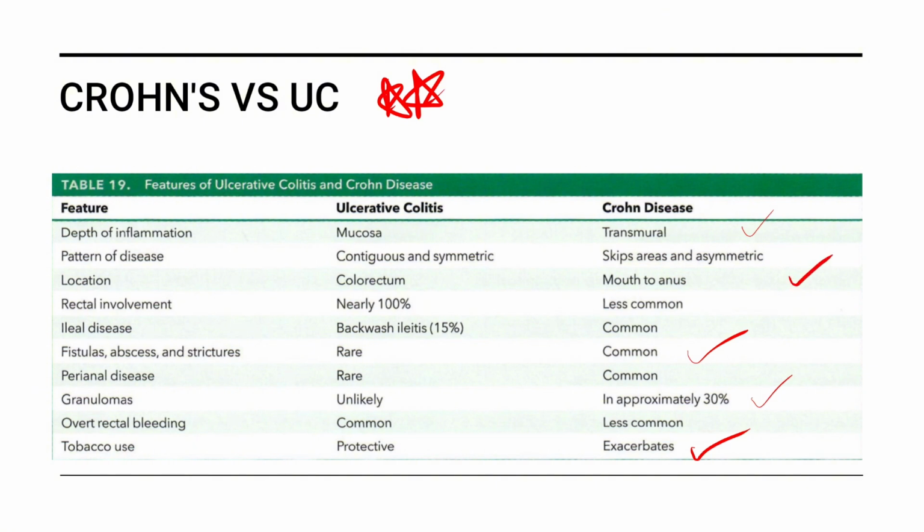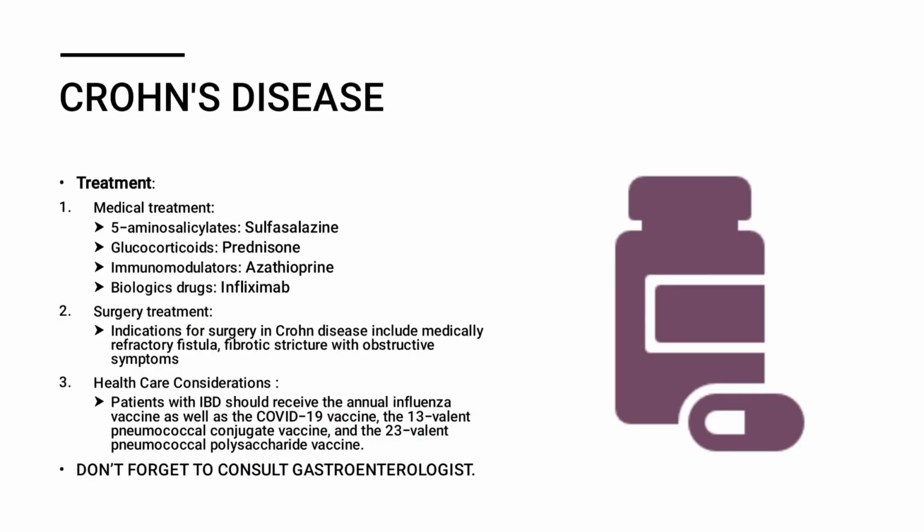Crohn's disease can occur from mouth to anus, so it can happen anywhere in the GI tract. Ulcerative colitis only takes the colon, the colorectal area. So that's an important table.